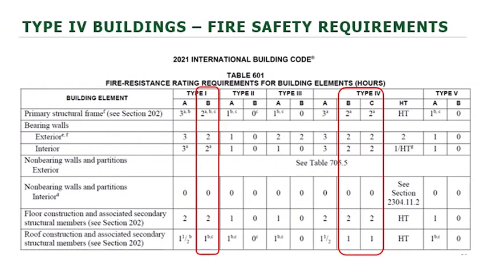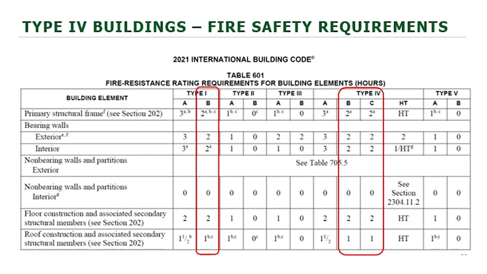Likewise, both 4B and 4C have the same fire resistance rating requirements as Type 1B. Here we have 2-hour fire resistance rating requirements for nearly every building element except for the roof, which requires a 1-hour rating, and non-bearing walls.